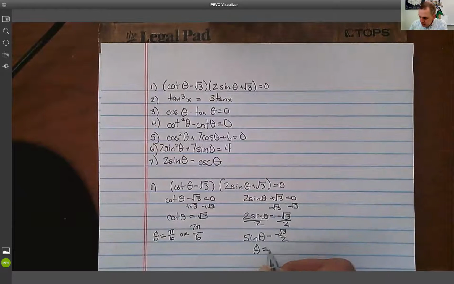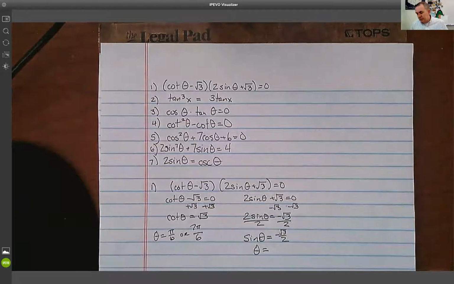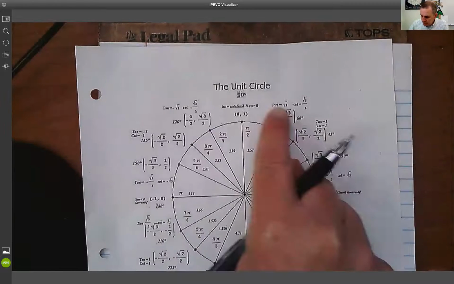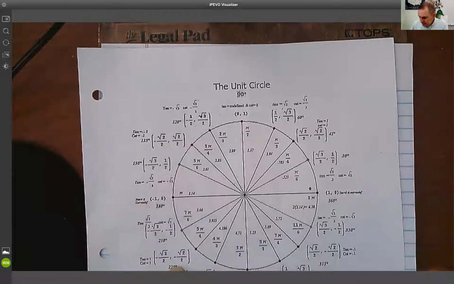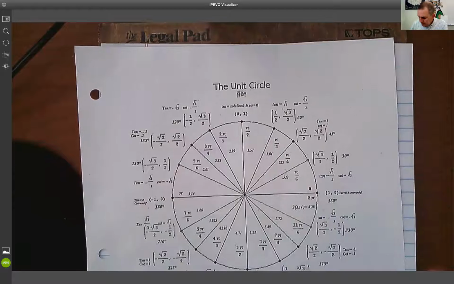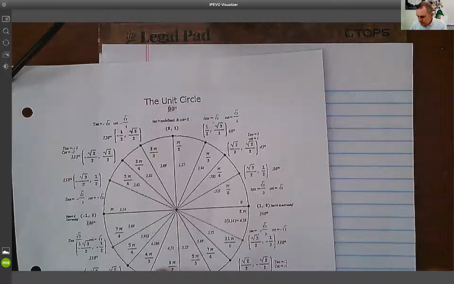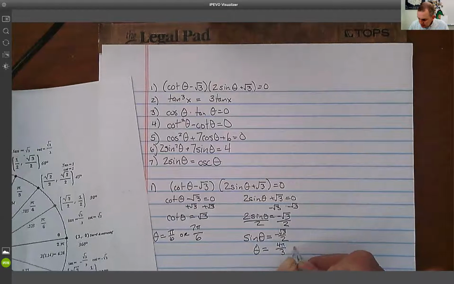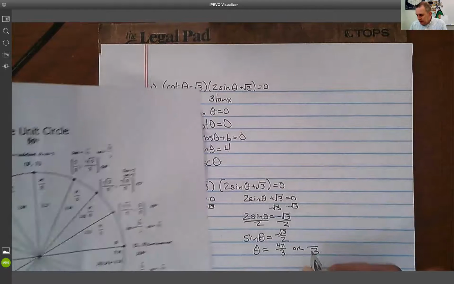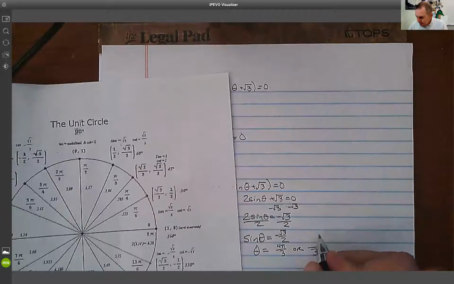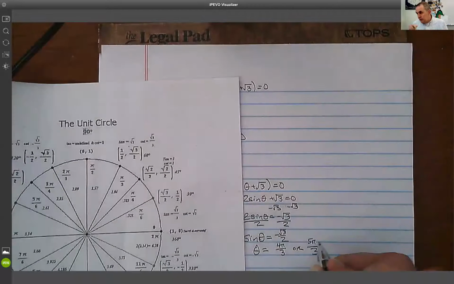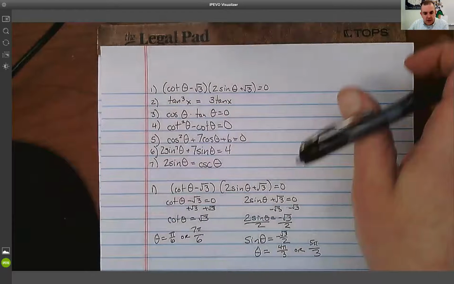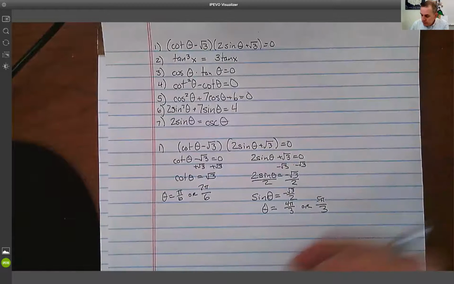I'm going to do theta equals, and I want to see where does it equal negative root 3 over 2. So I'm going to drag my finger around. Sine is negative root 3 over 2 here at 4 pi over 3. And again, the other one is going to be something over 3. And if I look over here at 5 pi over 3. So basically, I'm doing the same problem twice. So that's how we do the first one.